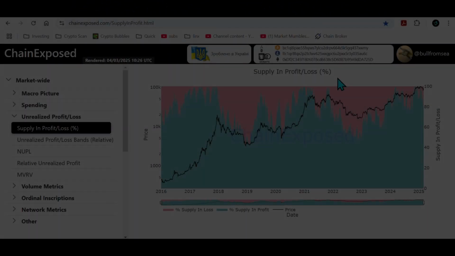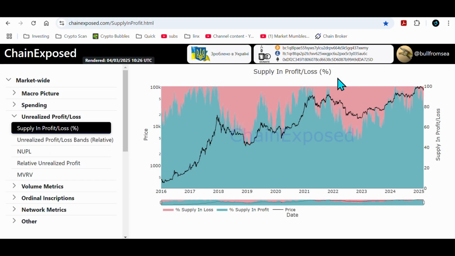Some of these indicators are better for one than the other. I will just show you what I do and how I look at them, and then leave it to you if you want to add these to your toolbox. So the first one we look at is supply in profit and loss. This is based on Bitcoin.